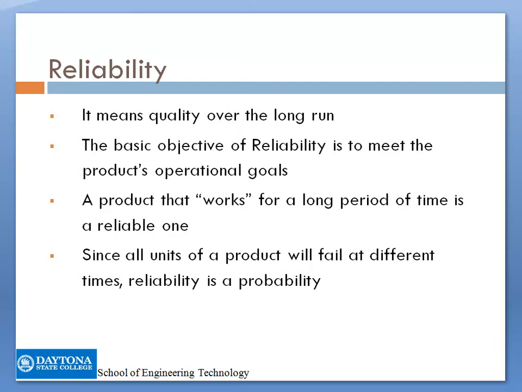The basic objective of reliability is to meet the product's operational goals. And a product that works for a long period of time is a reliable one. And you're going to hear this a lot. Since all uniform products will fail at different times, reliability is a probability. When you have a system composed of different components, and every one of those components has a reliability value, it means we know, or we should know, when each individual component will fail. And that information is key to understand how long our product as a complete product will last.